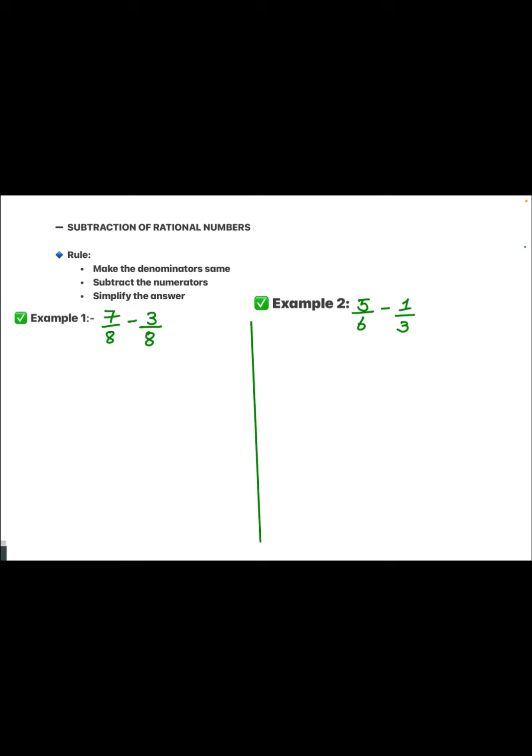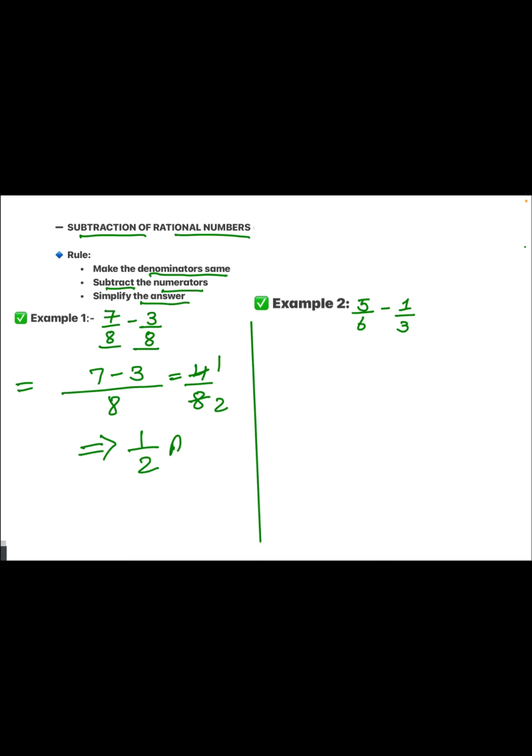So students, let's now understand subtraction of rational numbers. The simple rules are: make the denominators same, subtract the numerators and simplify the answer. Let's take an example. In the first example, the denominators are same. So we simply subtract the numerators and the answer is 4 over 8. We will simplify the answer and our final answer is 1 over 2.